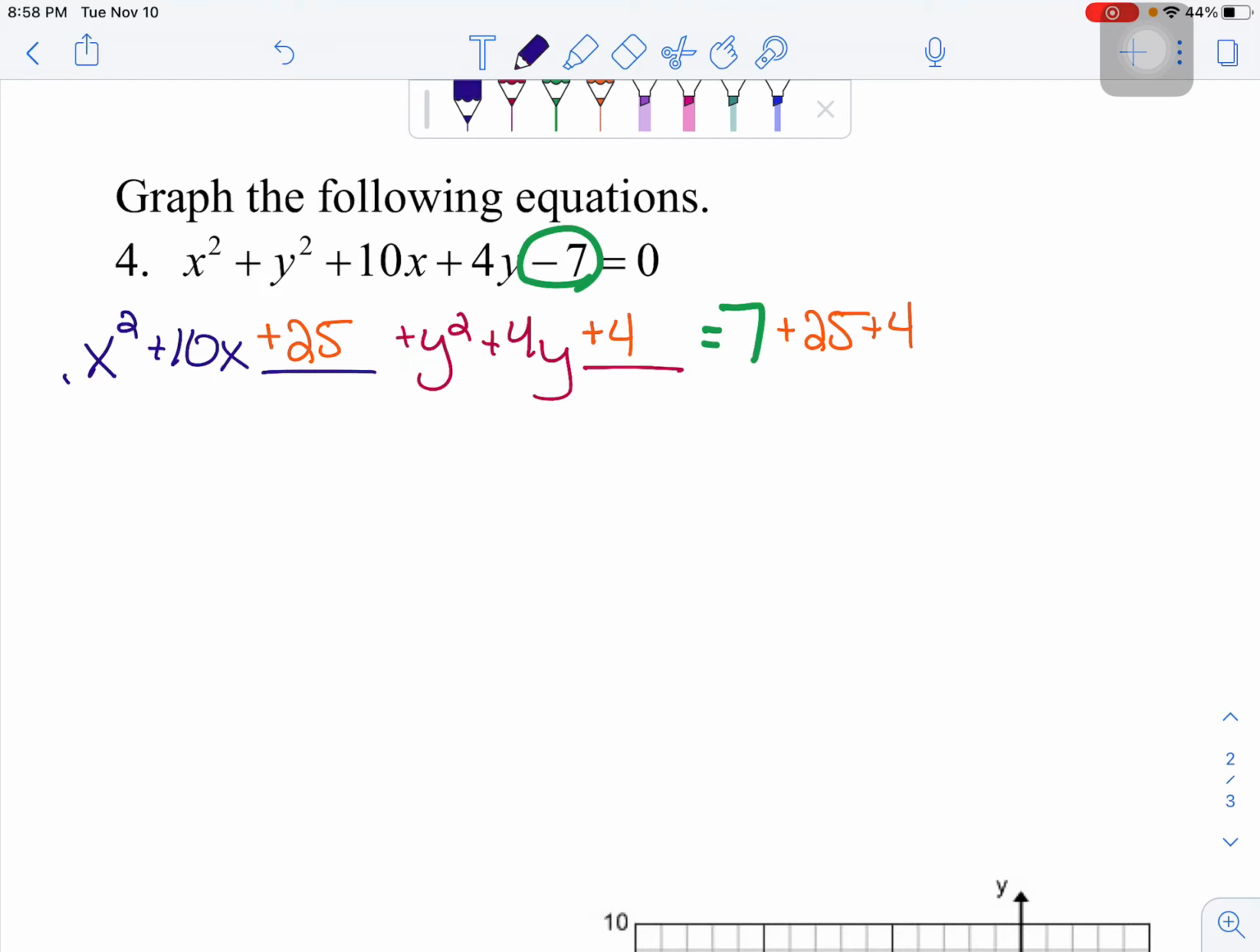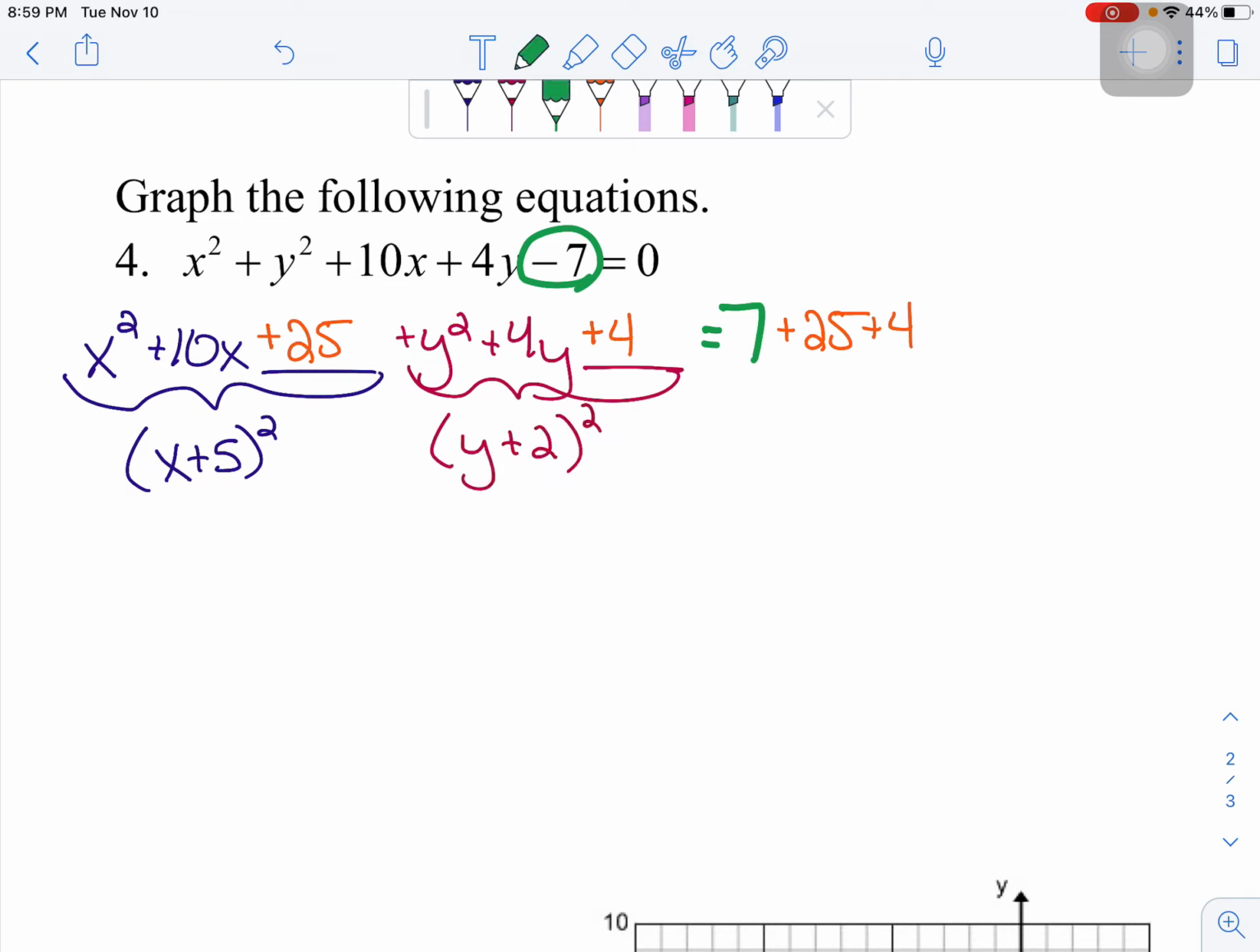So let's take a look. Just the x's right here would factor into x plus 5 squared. Just the y terms here would be y plus 2 squared. We're going to go ahead and put the little plus sign between them. And this is equal to 7 plus 25 plus 4 makes 36. So we've taken it and converted it from general form to standard form.